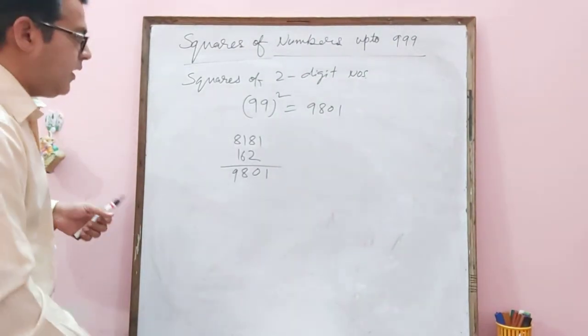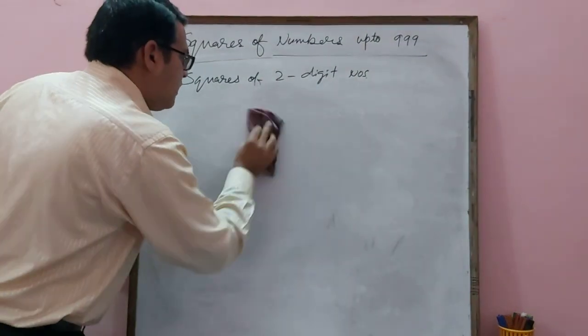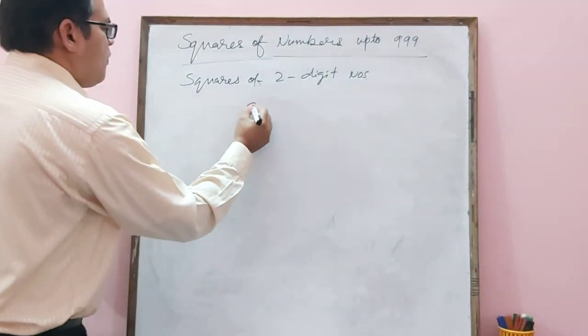Hope you understand. Let's take another example. Suppose you want to find the square of 91.